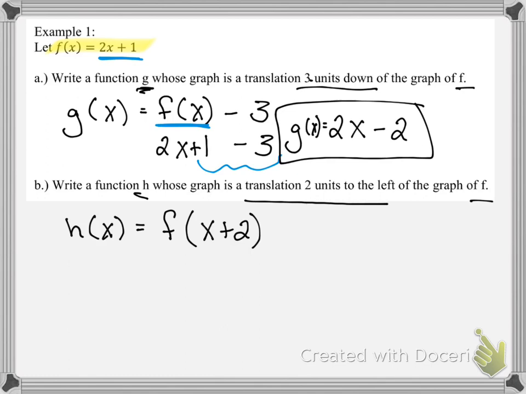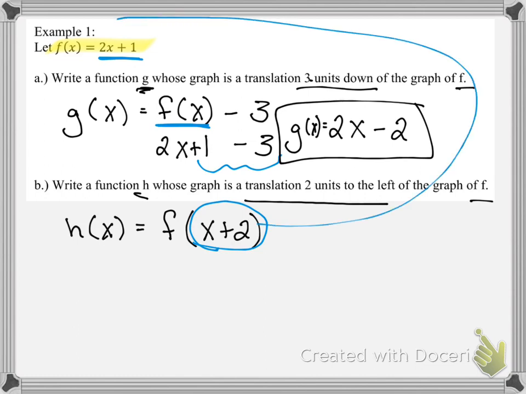So this is different than adding the 2 on the end. Like up here, we just subtracted the 3 on the end because we were moving up and down. Here, if you're moving left and right, again, it moves backwards. So to go to the left, you need to add 2, okay, because left is negative, so you're going to go positive instead. Okay, so horizontal always works backwards. But this is me putting x plus 2 into my function for f. I'm taking this and putting it in this function up here for x.